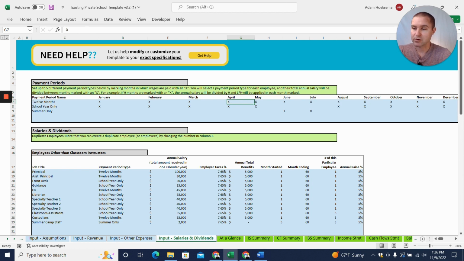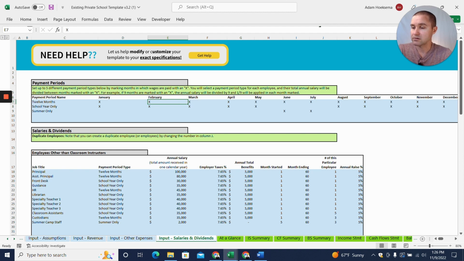So if that staff member is categorized here, we'll look at it right down here. We've got these categories: 12 months, school year, or summer only. So for example, the principal says, yep, I want to be paid equally across all 12 months. And it's just going to take their annual salary of $100,000 and split it evenly between all the months where there's an X listed here.